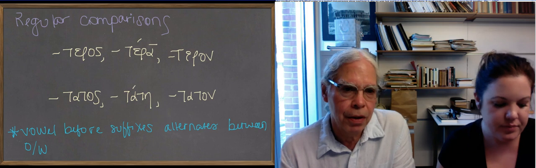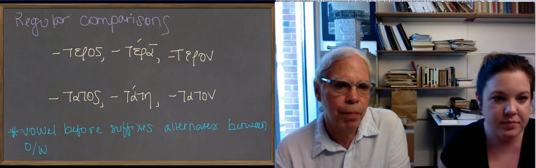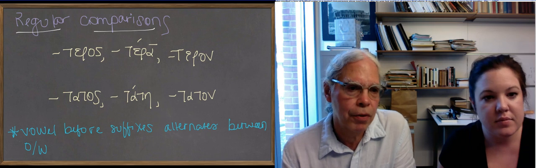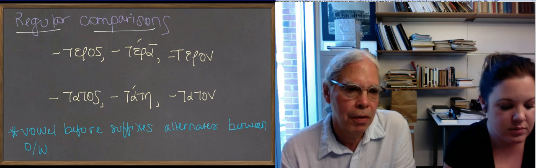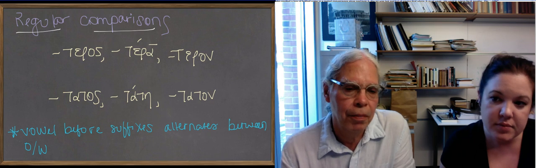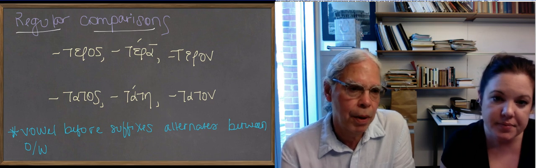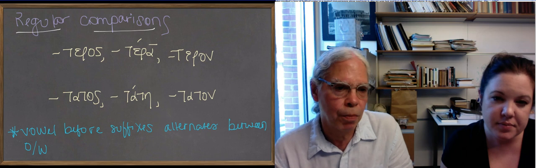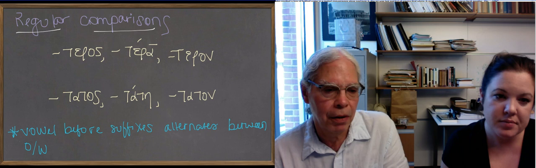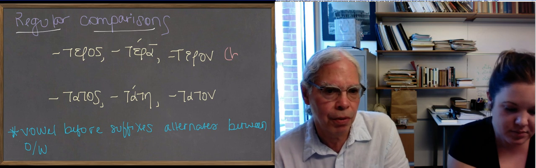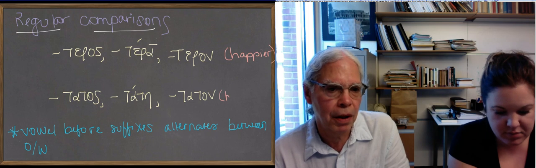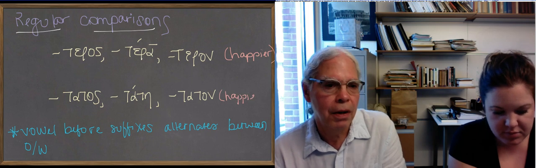Now let's look at the so-called regular way of doing comparison of adjectives. And here are the suffixes. The first one, teros, masculine, tera, feminine, teron, neuter, is the comparative suffix, so that means more happy, analogous to happier. And then the second, datos, is the superlative suffix. That gives you the happiest one, datos, tate, and taton.